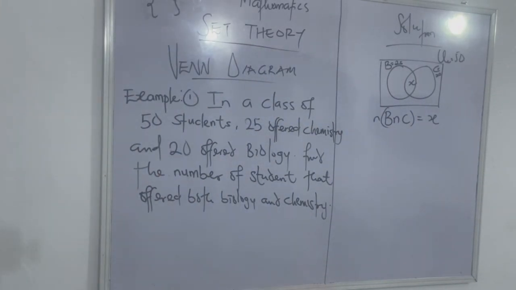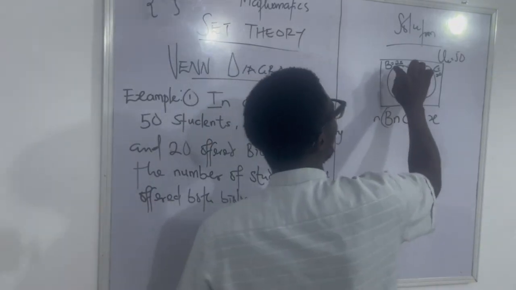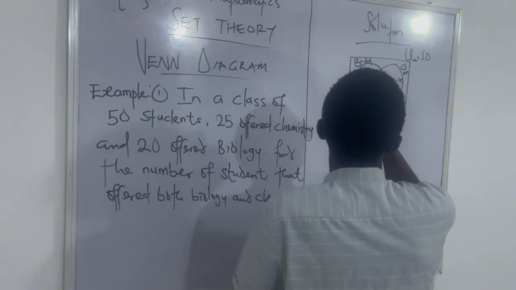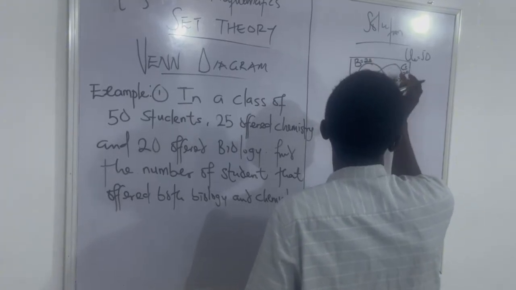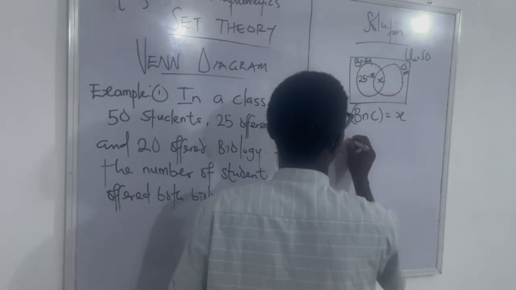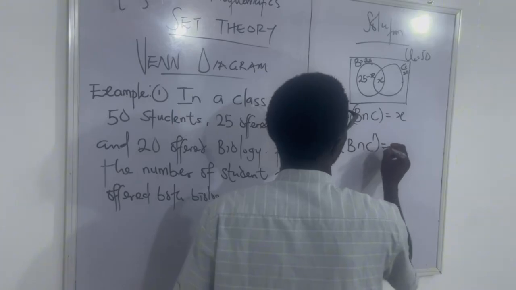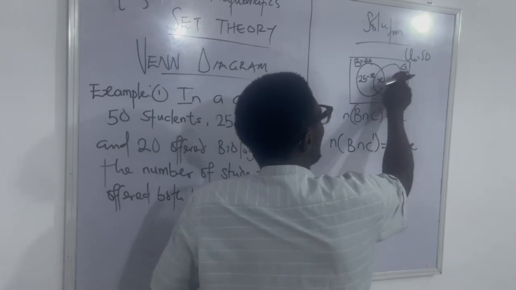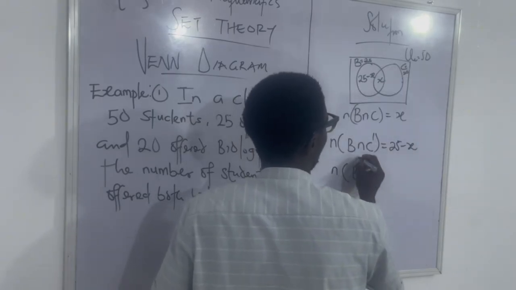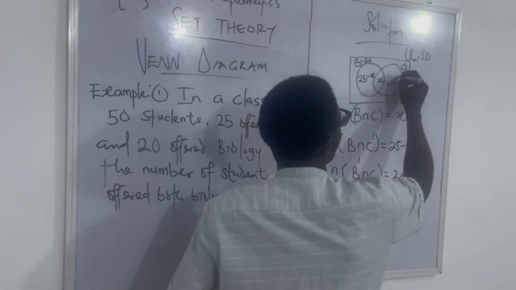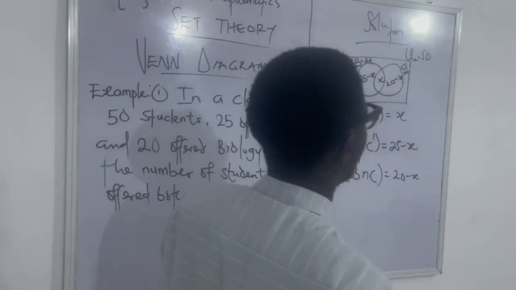Now, just like what I said, to get only biology, we know that all the people that took biology are 25, so to get only biology will be the whole of this 25 minus this X. That's number of biology intersection C. So that's 25 minus X. Now, number of those that took only chemistry, and that's B prime intersection C, will be 20 minus X. Because they have nothing to do with people that took biology and chemistry.